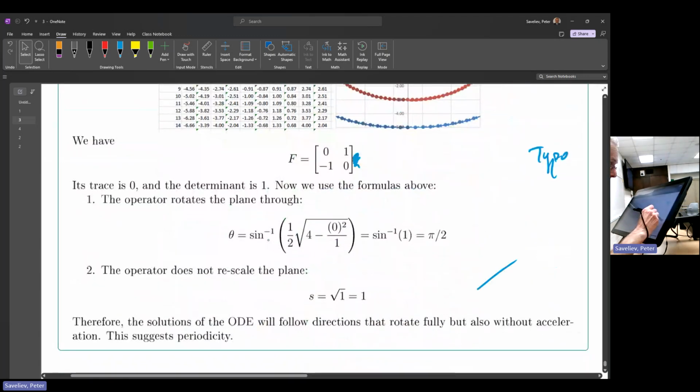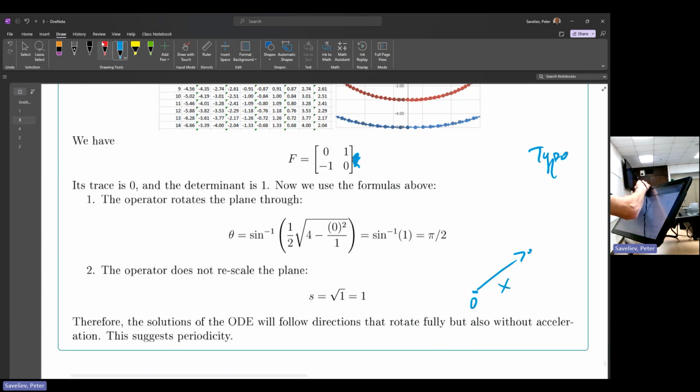So in other words, if we are here, look at it. This is 0, this is x, this is where we are. Which way does the vector point? The other vector, we rotate it 90 degrees, right? So if this is x, and we rotate it, which way do we rotate it?